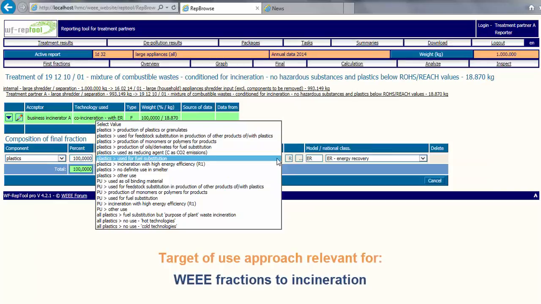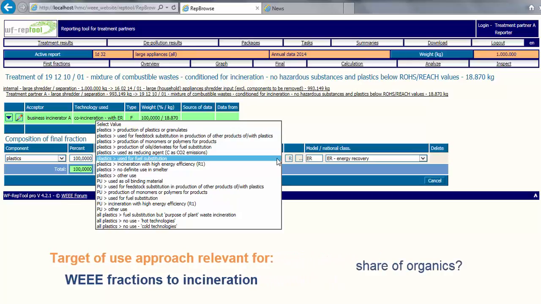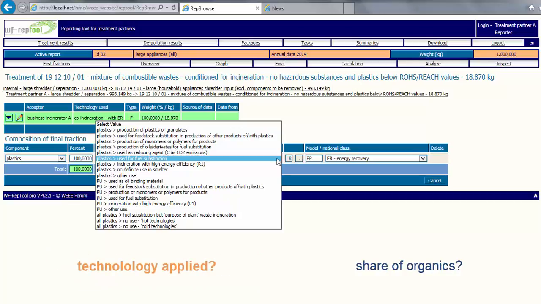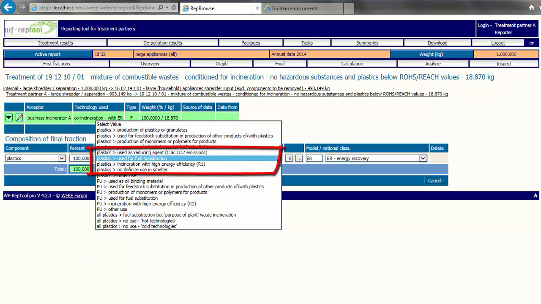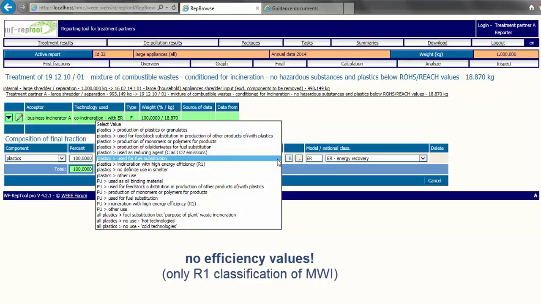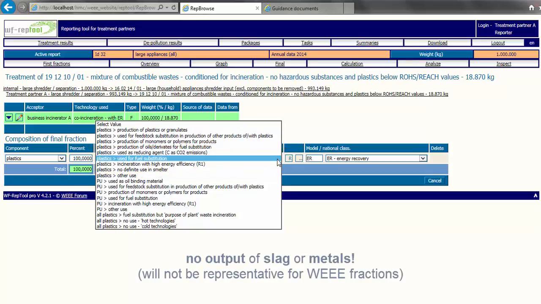The second group of WEEE fractions where the target of use approach is quite relevant are WEEE fractions going to incineration processes, where we also ask for the composition of the input material to the incinerator with the main focus on share of organics. And depending on the kind of the incinerator, business incinerator or municipal waste incinerators with high energy efficiency, we may classify the target of use of the organics in that technology. We do not ask for efficiency values and we do not ask for the output of slag or metals.